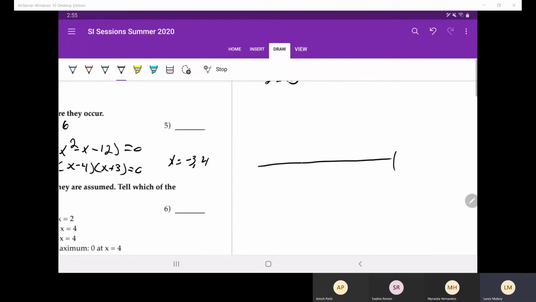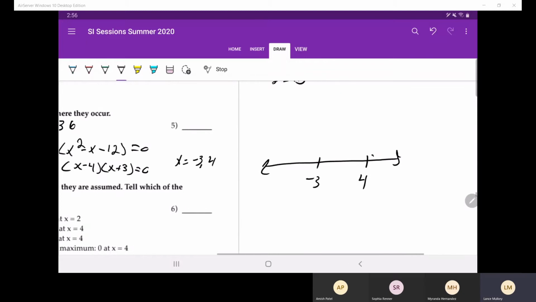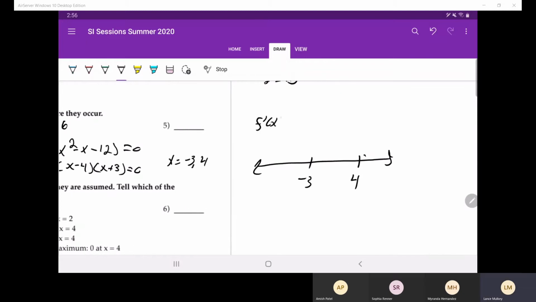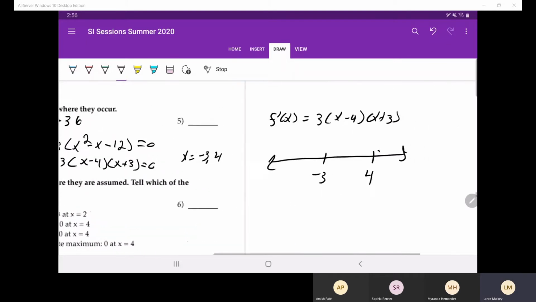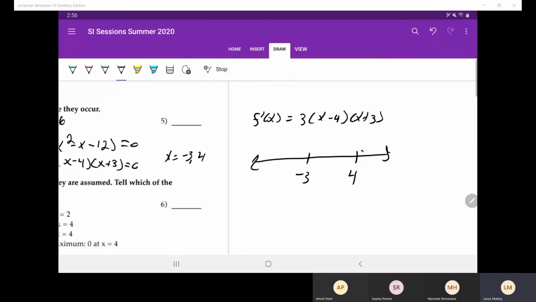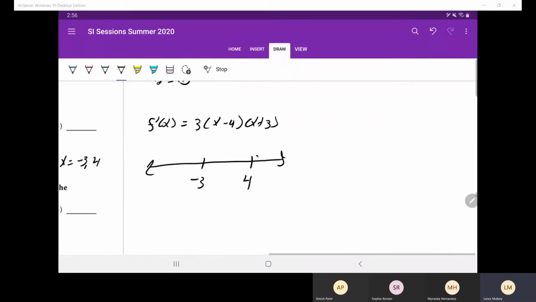So come over here, plot your number line. Put down your critical points. And now we need something that's less than -3. I'm going to choose -5. That was the question: you want any local min. So to find a local min and max, you have to find out where the derivative is increasing and decreasing.